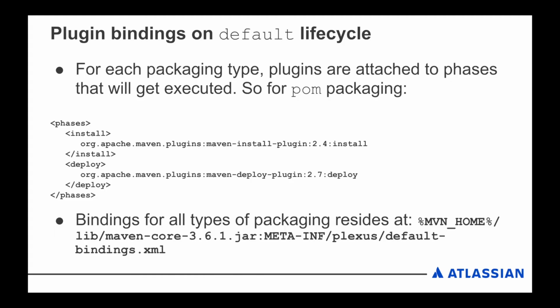So the default-bindings.xml file, which resides under the maven-core jar, defines which plugins will get executed according to the phases of the default lifecycle. And this also varies for the packaging, like pom, jar, ejb, war, rar, and maven-plugin. And in the code snippet, you can see that for the POM packaging, the install and deploy phases will get executed. And for those phases, the plugins maven-install-plugin and maven-deploy-plugin will get executed with their goals, install and deploy respectively.